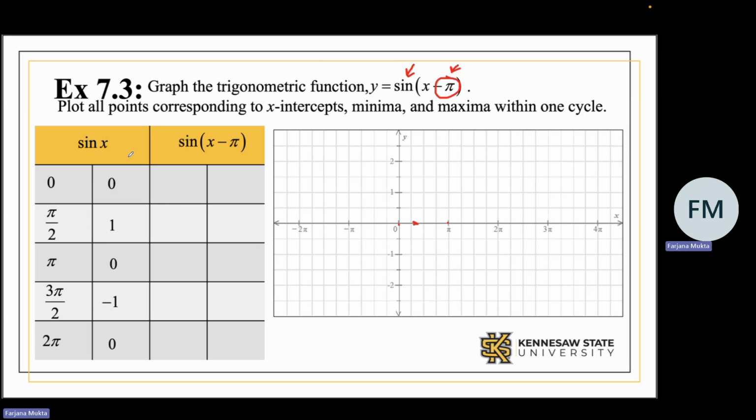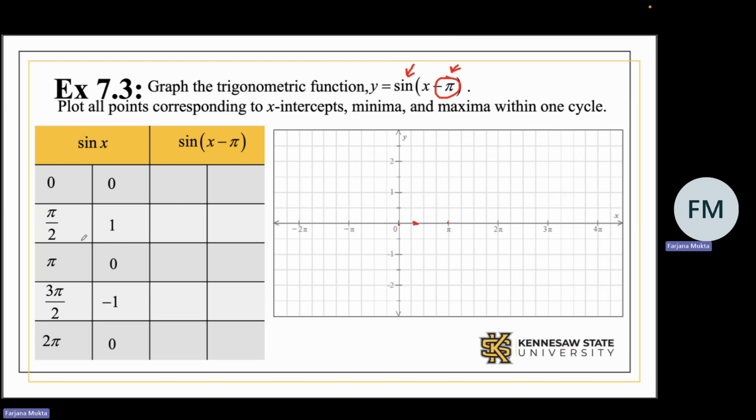So here comes our sin x table, which is for sine 0, we have 0. For sine pi by 2, it's 1. For sine pi, 0. Sine 3 pi by 2, negative 1. Sine 2 pi is 0. Now, since we only have a horizontal shift, we will only change our x coordinates, but will not change the y coordinates at all because there is no operation from the outside.